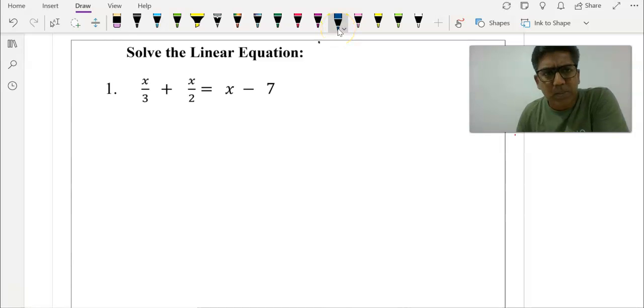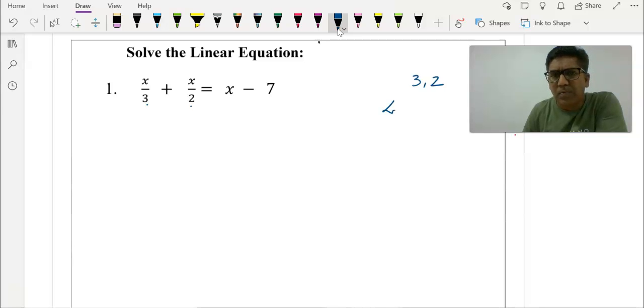Hello everyone. In this session, we'll be learning how to solve linear equations when we have numbers in the denominator. To solve such questions, we'll try to get rid of the denominator. To do that, we'll find the LCM of the denominators. In the denominator, I have the numbers 3 and 2, and the LCM of 3 and 2 is 6.